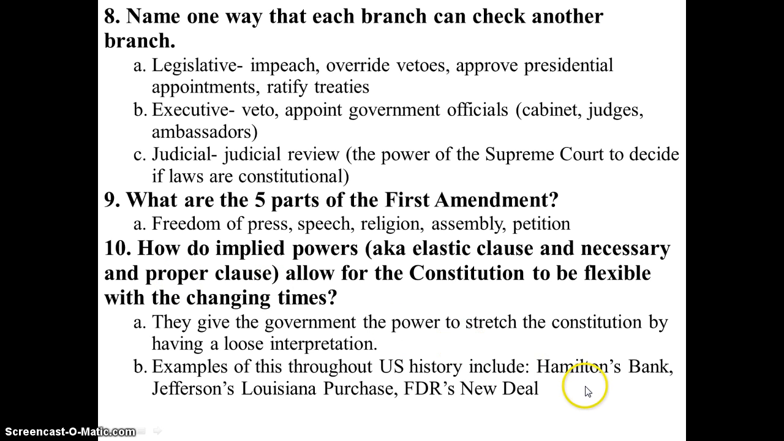clause, would be like Hamilton having the bank. Does it say anywhere in the Constitution you can have a national bank? No. Seriously, look through the Constitution. Bank is not mentioned, okay? But Hamilton does it. He says, hey, I could do it because I have loose interpretation.